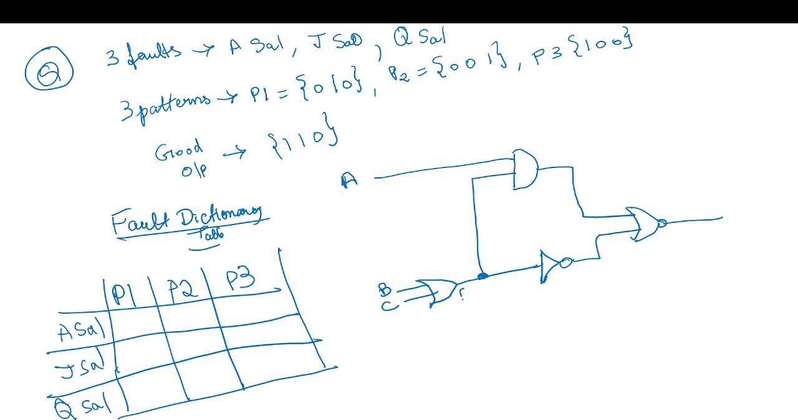So this is E, this is G, meaning the fan-out after the fan-out of branch G. This is Q, H, J, and K. So what are the patterns? It's 1, 0, 1. I'll just draw this and we can write the patterns.